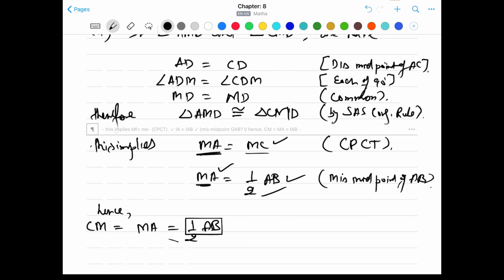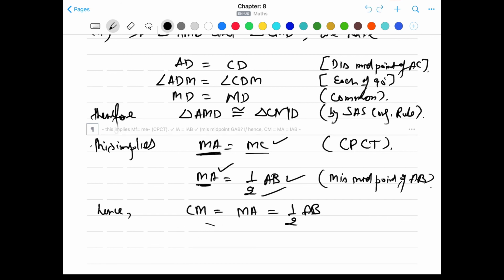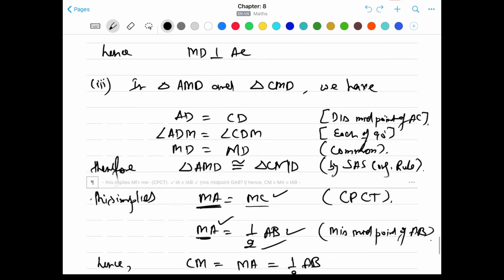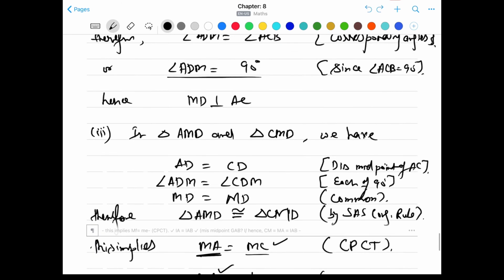Okay, I hope you understood this now. With this we have completed all the questions of exercise 8.2. I hope you understood all the questions. What you have to do is practice these questions multiple times, only then will you be able to understand this better. Otherwise, this question will trick you.